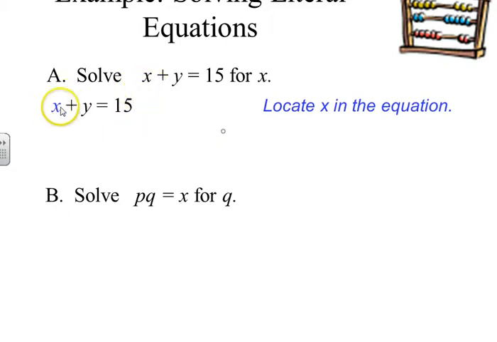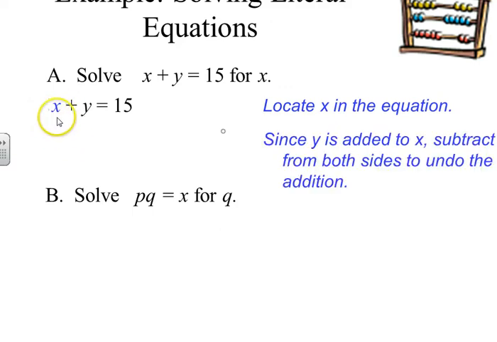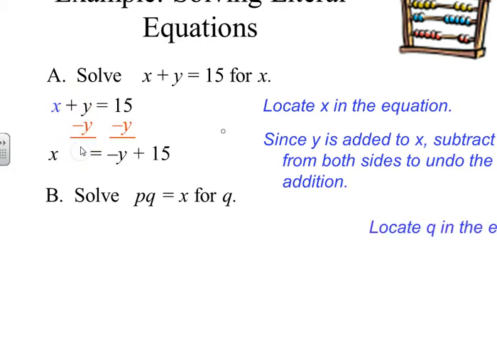So here I put it in blue. We need to solve for x. Now, what are we doing to x? Alright, so we are adding y to x. So here we need to do the inverse operation, which should be to subtract y. And then we have x is equal to negative y plus 15.